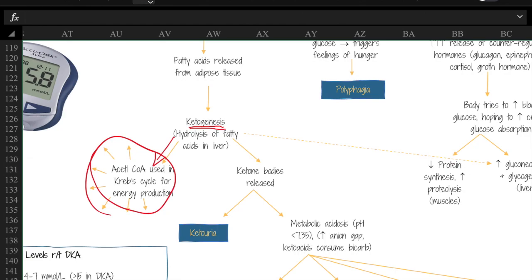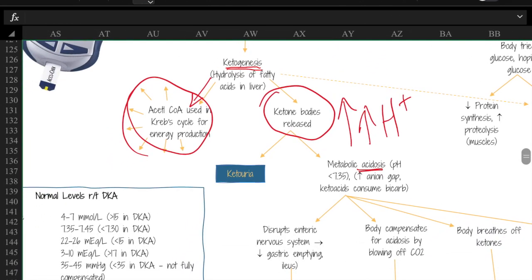Unfortunately, those ketone bodies are released. And when those ketone bodies build up and build up and build up in the system, they bring up the hydrogen ion levels, and they cause acidosis, or an increase, well, it would be a decrease in the pH, I'm sorry. And so one of the very, very first symptoms or signs of DKA that you're going to see in a patient is ketonuria.